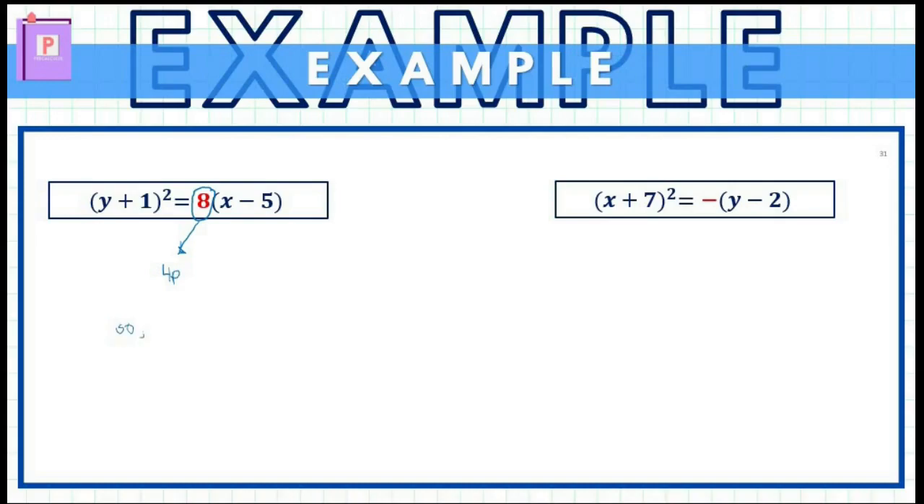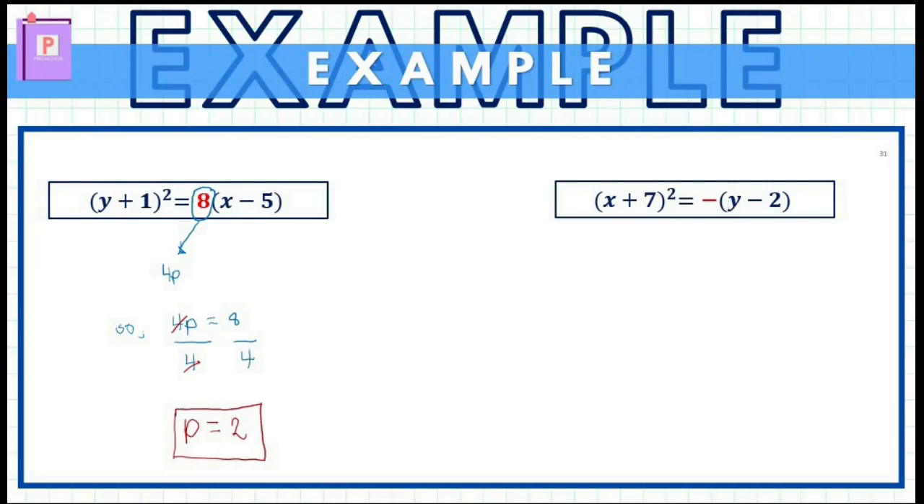Alright, so I hope that you were able to identify that 8 here pertains to the value of 4p. So 4p is equal to 8. To isolate p, divide both sides by 4, and then we cancel out 4. Therefore, p is equal to 8 over 4, or simply 2. Hence, the value of p for the first example is 2.